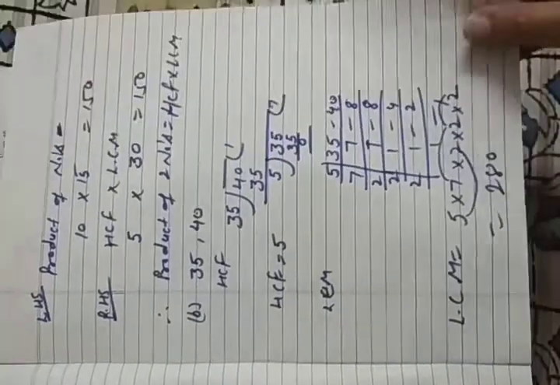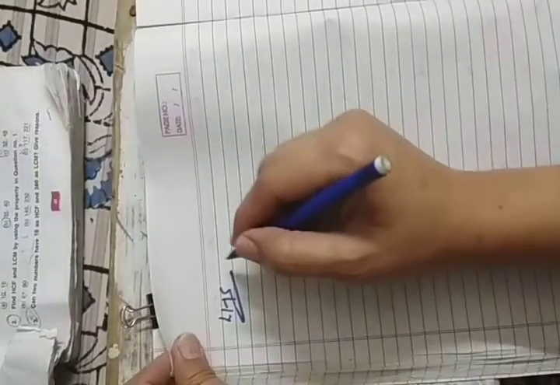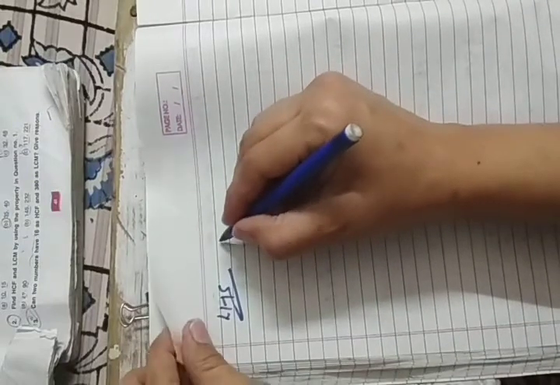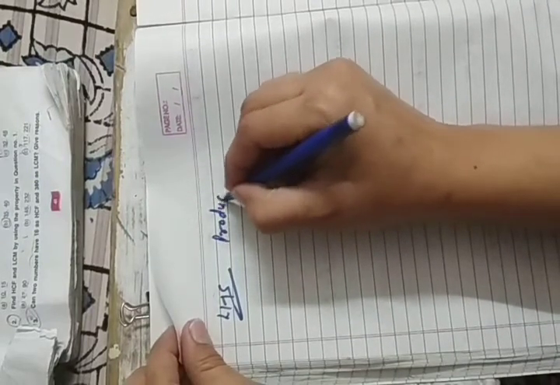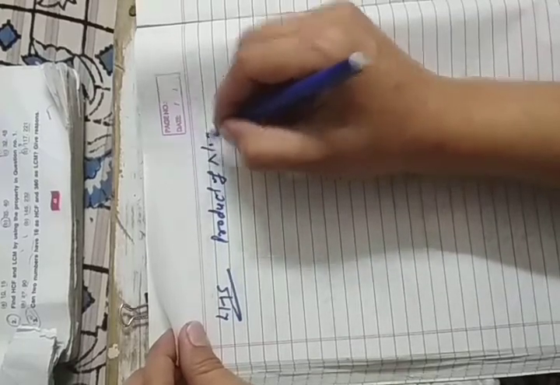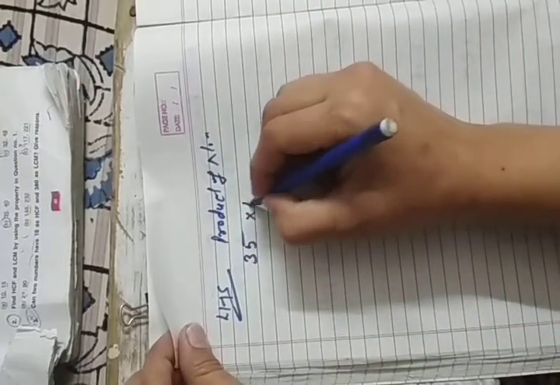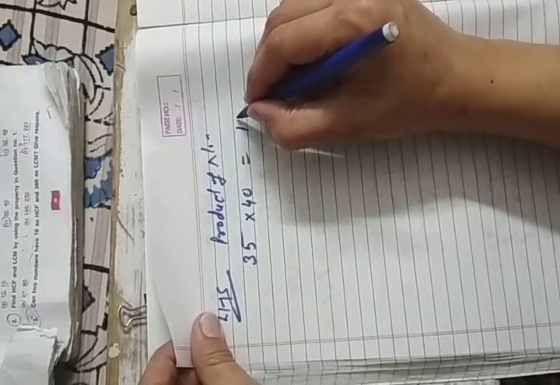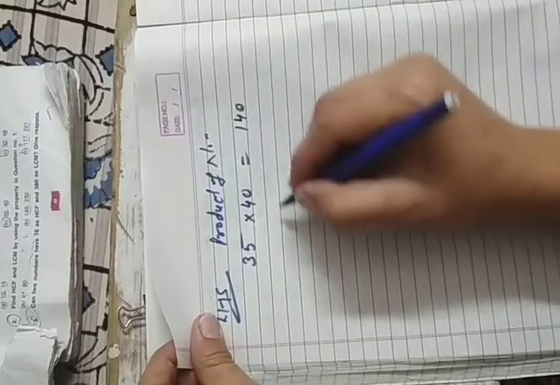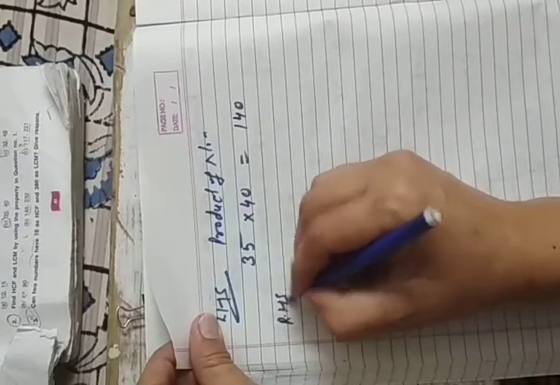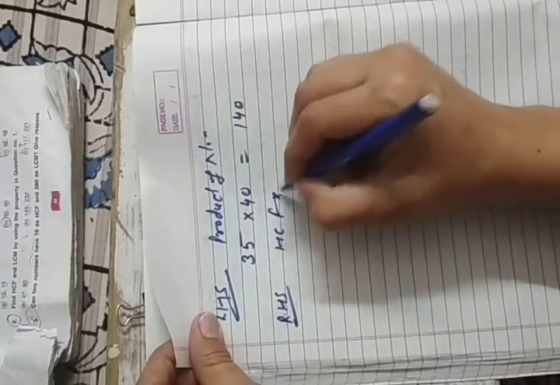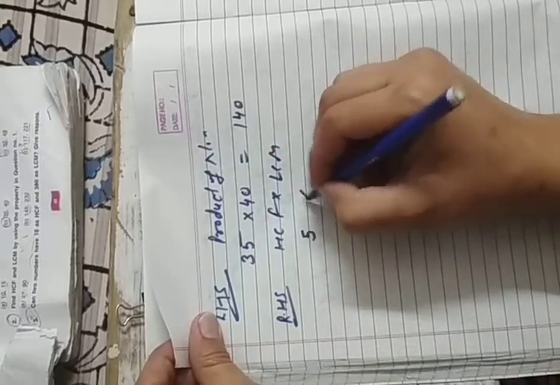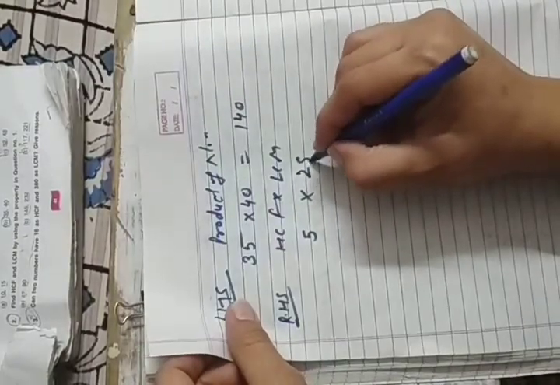Now check the left hand side. The left hand side is the product of the numbers. Our numbers are 35 and 40. When we multiply, it becomes 1400. And the right hand side is HCF multiply LCM. HCF is 5 and LCM is 280, which we found.